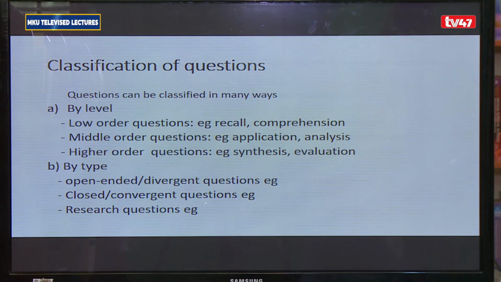Then we can also classify questions by type. We have the open-ended or the divergent questions. Maybe we could take an example: suggest ways in which pollution in our town can be reduced. That is open-ended. The students can give 10 points, 10 suggestions, 15 suggestions. It is left open. We can also have closed or convergent questions.